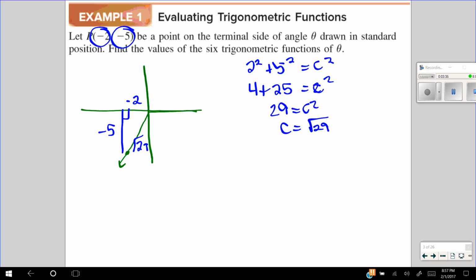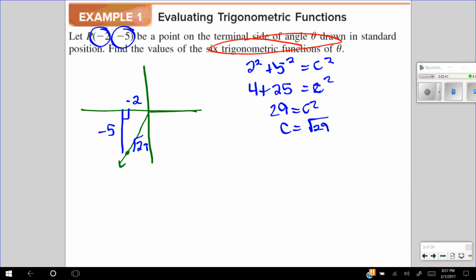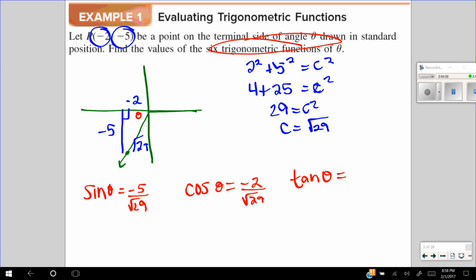And then what that's going to allow me to do now is go ahead and find all 6 trig functions. So sine of theta is, and this is theta, the opposite, -5, over hypotenuse, square root of 29, which you can go ahead and rationalize if you want. I'm not going to. Cosine of theta is adjacent, -2, over hypotenuse, square root of 29. Tangent of theta is opposite, -5, over adjacent, -2, which will change that to positive.